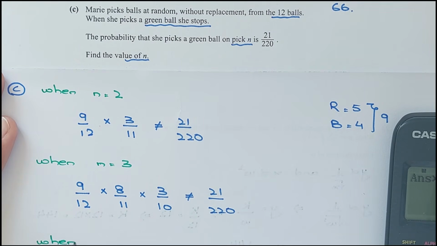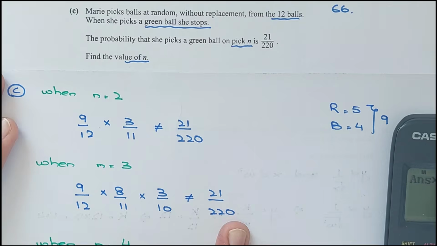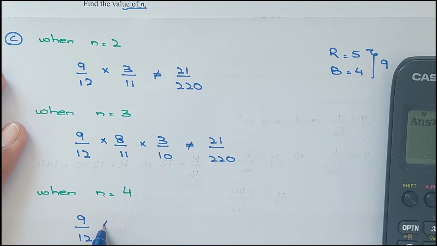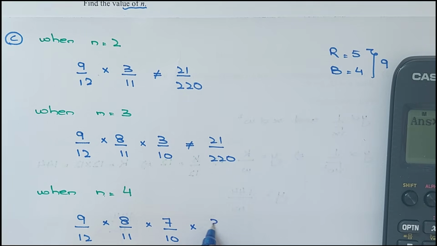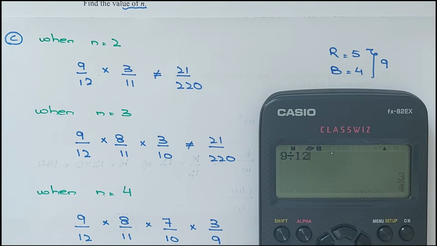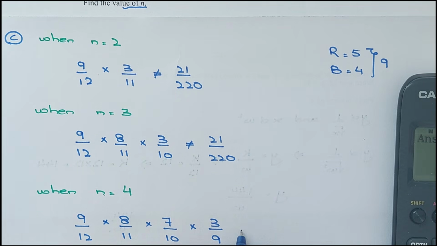Okay, when N is 4, when the pick is 4, let's say. The first is 9 out of 12, red or blue. Now we are left with 8 out of 11. Then we are left with 7 out of 10. And next, at the 4th pick, she picks green, which is 3 over 9. Let me calculate this. 9 over 12 times 8 over 11 times 7 over 10 times 3 by 9. This is 7 over 55. Again, this is not equal to 21 over 220.